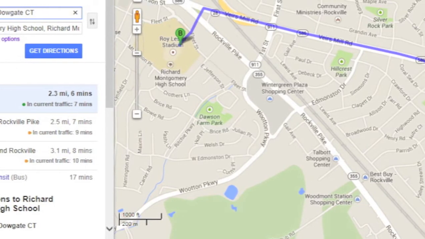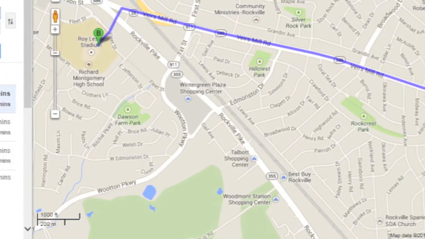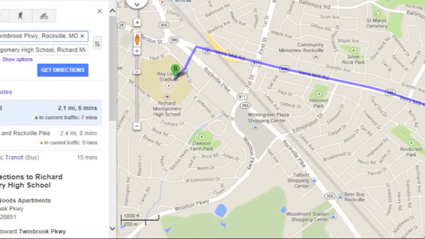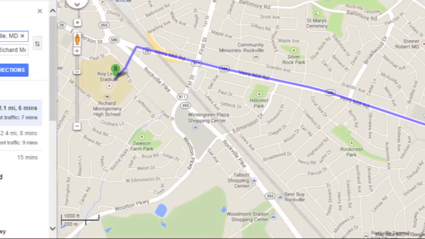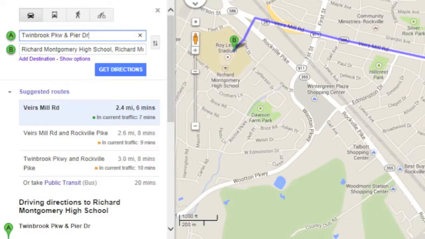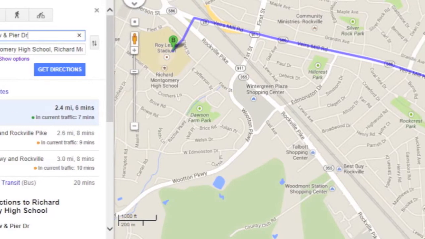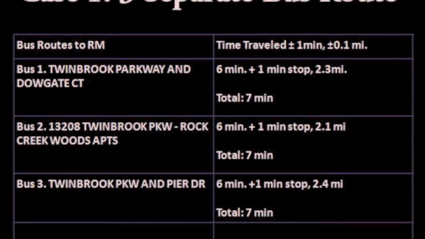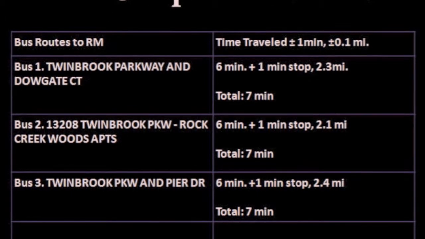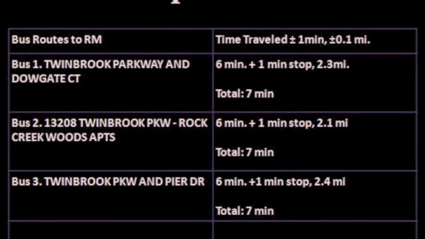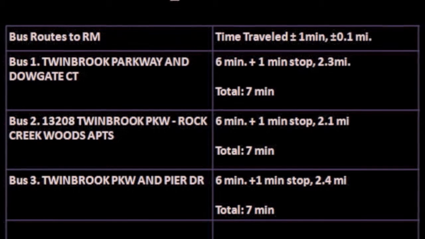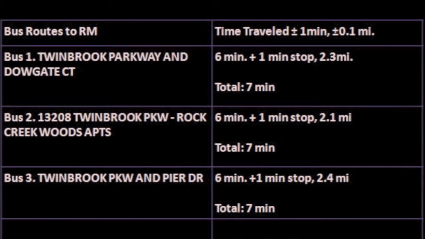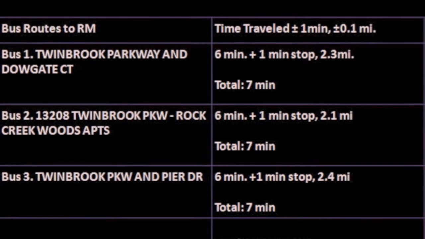Our first case concerns 3 Richard Montgomery school buses that each only have 1 stop. Their stops are a mere 23 seconds and 2 minutes apart from each other according to Google Maps. We have collected data showing the time traveled for each of these buses and have calculated that, in total, with 1 minute for stopping at each stop, it takes these buses a total of 21 minutes to reach Richard Montgomery. This is in addition to the plus or minus 1 minute we have attributed for Google Maps error.